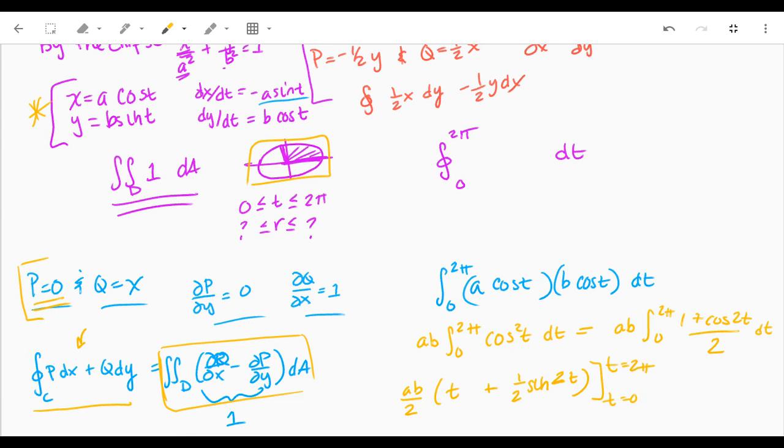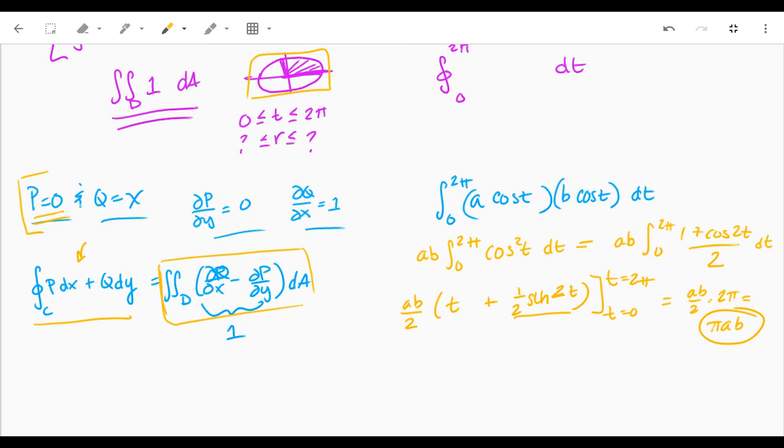You can see that second term will just always be 0, the sine of 0, the sine of 4 pi. So the first term is going to be 2 pi minus 0. So we have AB over 2 times 2 pi, which is pi AB. And that is the area of the interior of an ellipse, if you didn't know that. If it's a circle, A and B are the same thing, so you'd have pi A squared, where A is the radius.